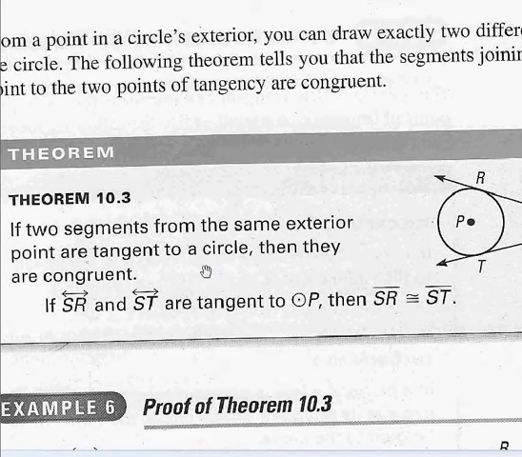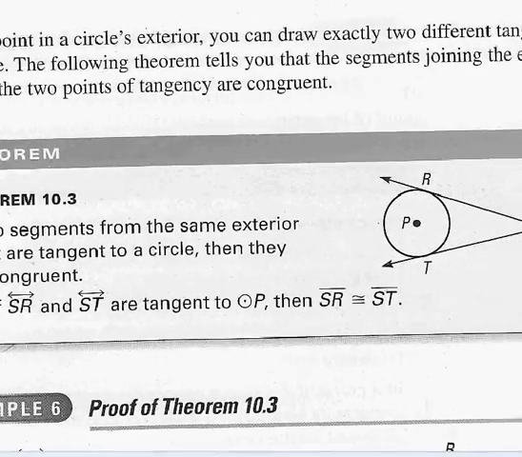So this video is going to explain and prove Theorem 10.3. If two segments from the same exterior point are tangent to a circle, then they are congruent. Specifically, if we have an external point S and a circle with center P, and line SR and line ST are both tangent to circle P, then line segment SR equals line segment ST.